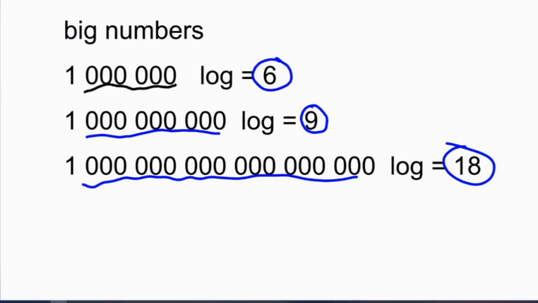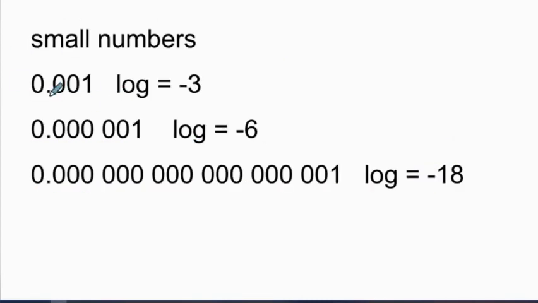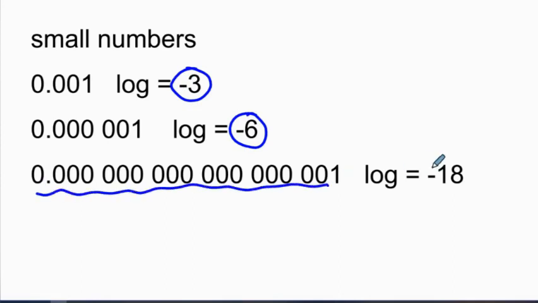Okay. Similarly, with small numbers, here we have 0.001. Well, we would just call that a -3 and a -6. Look at this giant number here. It's just easier to call that -18. And in my next video, I'll show how that all works.